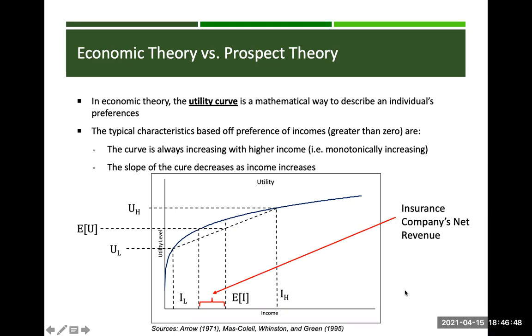Insurance company's net revenue. So an insurance company essentially takes premiums, and they're going to pay out some of those premiums for the claims. But that difference, if we had a risk neutral, what it's called, so this would be a straight line instead of a curve, there would be no opportunity for an insurance company to make positive net revenue. They would be paying out all of their premiums in claims.